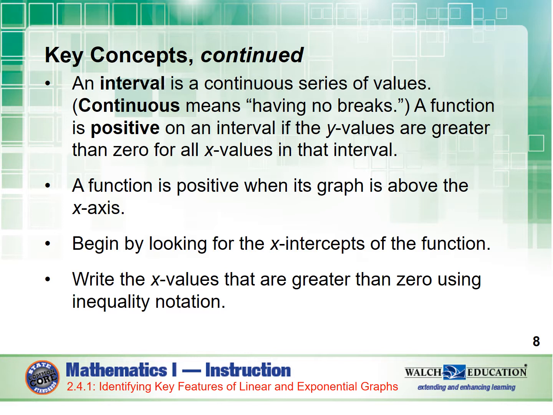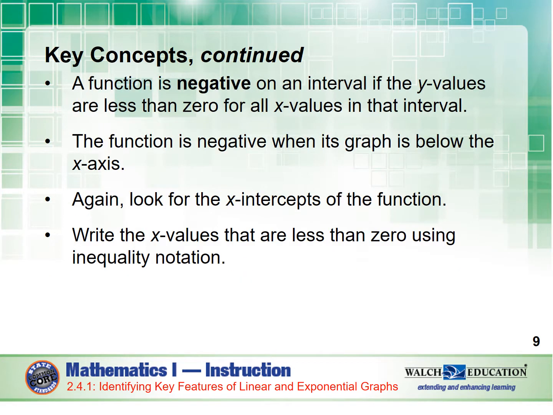A function is positive when its graph is above the x-axis, like we just looked at the quadrants. So anytime you're in quadrant 1 or 2, the function's positive. Begin by looking for the x-intercepts of the function. Write the x values that are greater than 0 using inequality notation. A function's negative on an interval if the y values are less than 0 or if it's below the x-axis. So if it's in quadrant 3 or 4, it's a negative function.